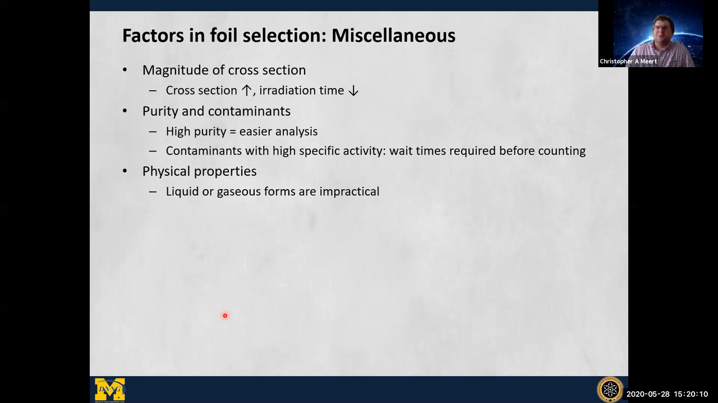Last thing I listed here was physical properties. We've all been talking about foils throughout this presentation. And in general, it seems that people do use solid mediums, but the neutron detection book does mention that liquid and gaseous forms could be used, but they're generally impractical. Imagine having to encapsulate some liquid or gaseous medium to then activate. And again, it has to survive whatever environment you're going to put it in. So that can cause some issues.